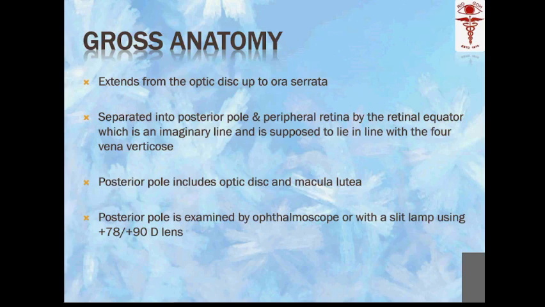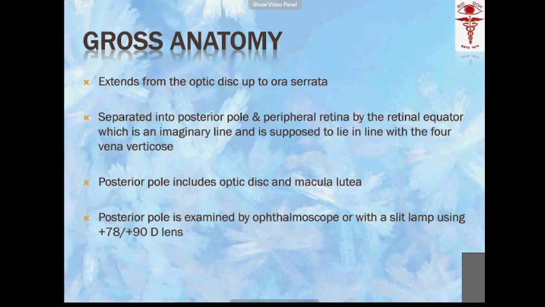I think you already had a class about the anatomy of the retina, isn't it? So, gross anatomy of the retina. It extends from the optic disc up to the ora serrata. Okay, and it's separated into the posterior pole and peripheral retina by the retinal equator. So the retina is separated into the anterior and the posterior retina by an imaginary line.